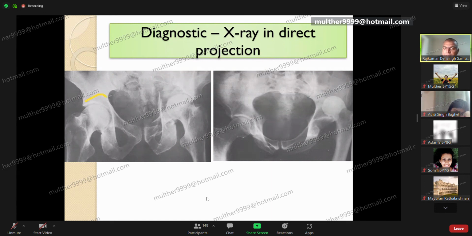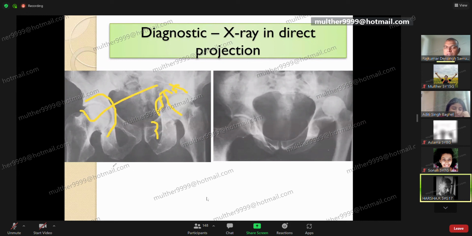So on this side everything is fine. But on this side, what happened? You see the acetabulum, how it was here. So there is a fracture of the acetabulum here and the head went centrally. Yes or no? Plus, what happened? Fracture of the superior pubic ramus is present here. Yes or no? Yes, doctor.